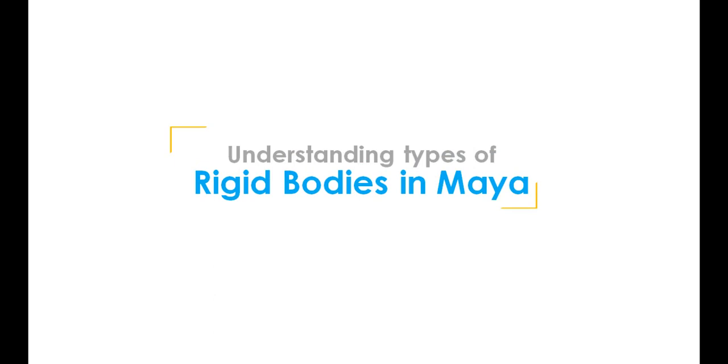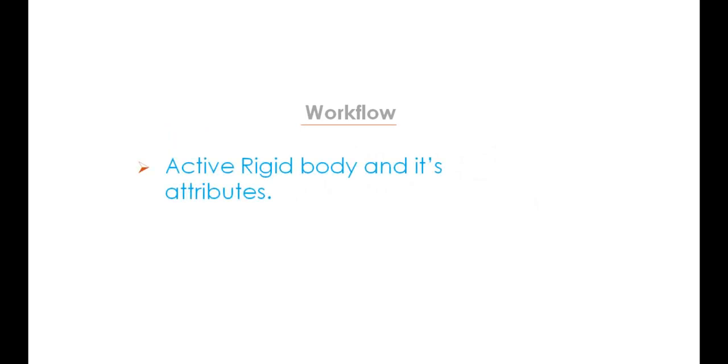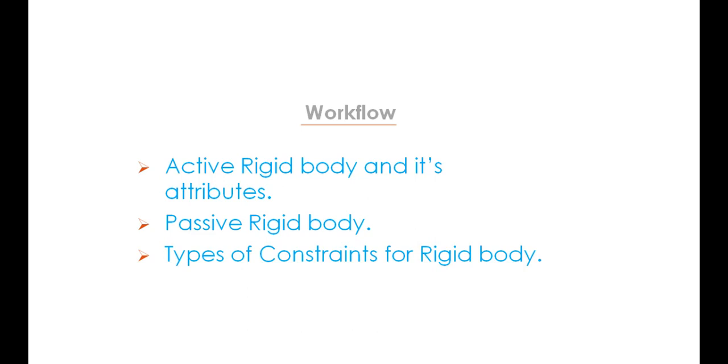In this video, we will understand the types of rigid bodies available in Maya. What will be our workflow? First, we will see active rigid body and its attributes. Then we will see the passive rigid body and how we can use it. We will also see the types of constraints which are available for rigid body. Let's start with the session.